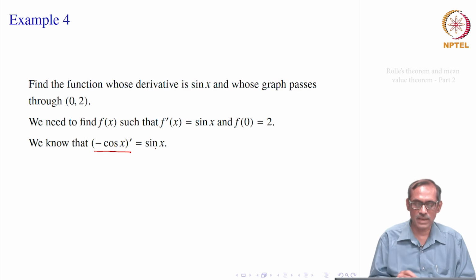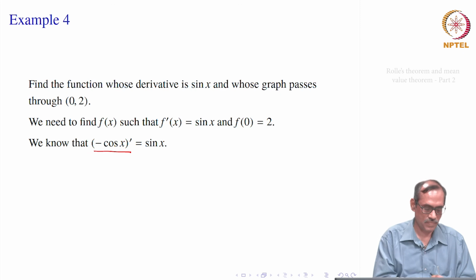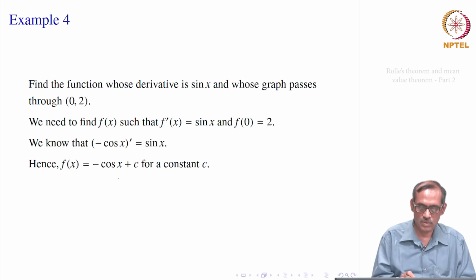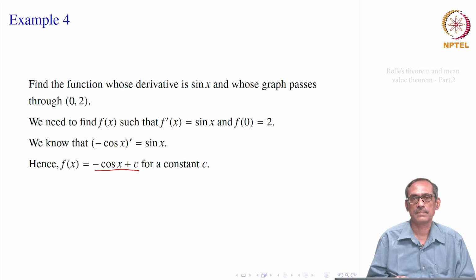Now, we have a function minus cos x and we have the function f of x. Now, f of x and minus cos x, they differ by a constant. Okay? That is what it means. So, that means our f of x will be equal to minus cos x plus some constant. Fine. f of x minus minus cos x is a constant. So, we take minus cos x to the other side. It says that f of x must be equal to minus cos x plus c for a constant.